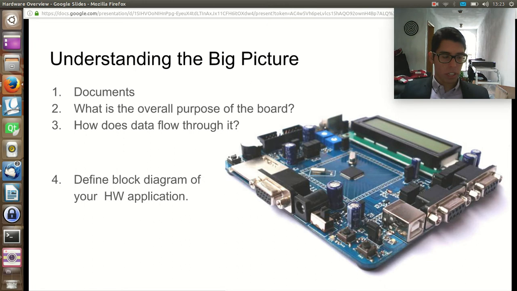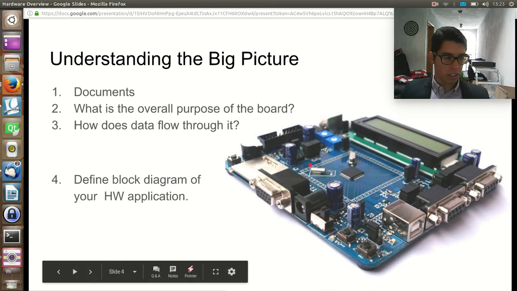So as I said, define a block diagram of your hardware application. And I think that I don't have a diagram for it.